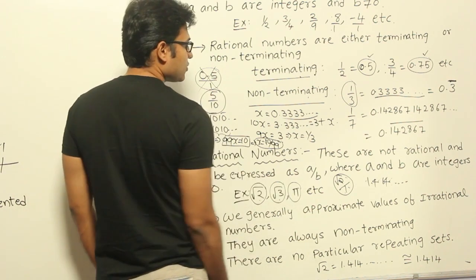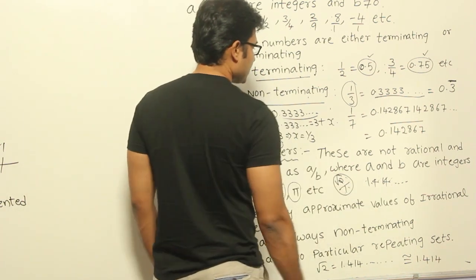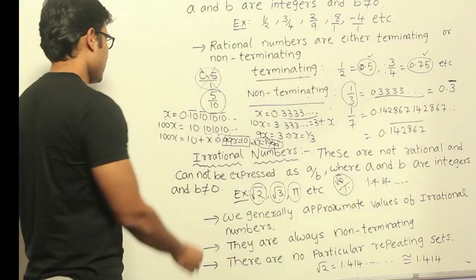Now they are always non-terminating. They will never be terminating. There are no particular repeating sets. So what does a repeating set mean? This one. Got it? Okay.